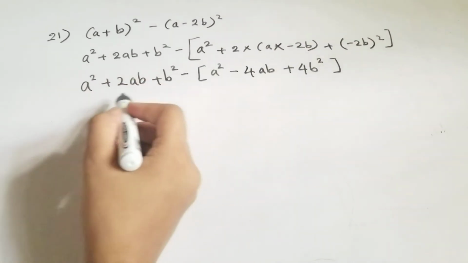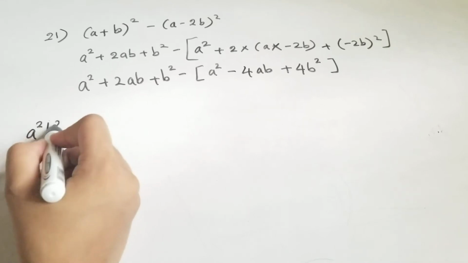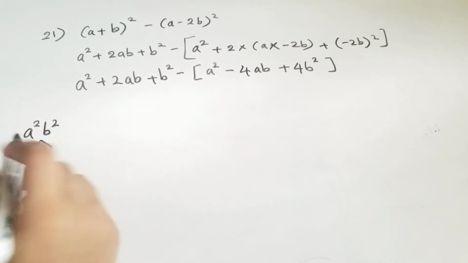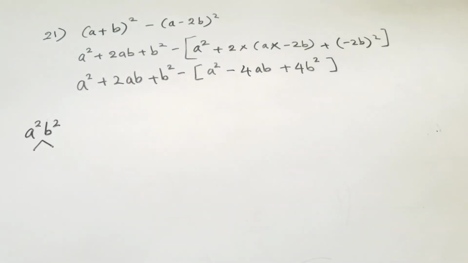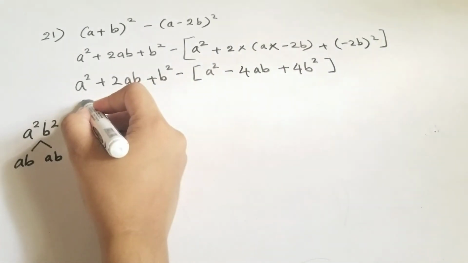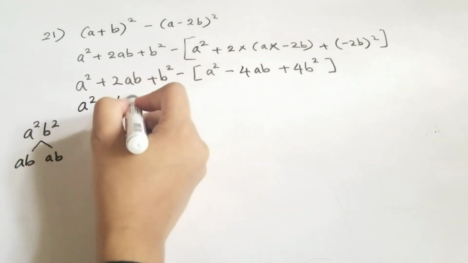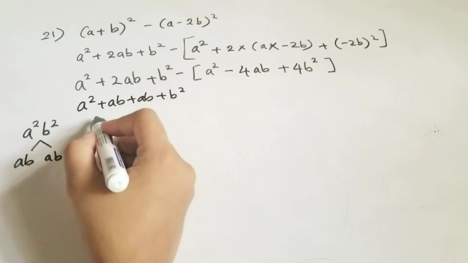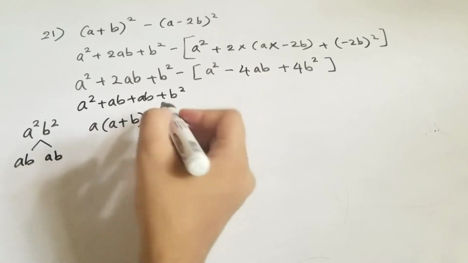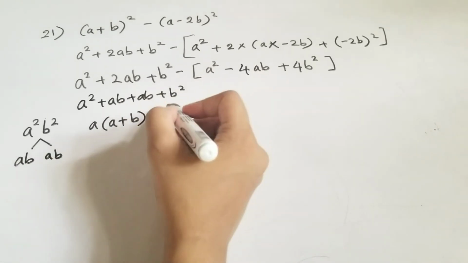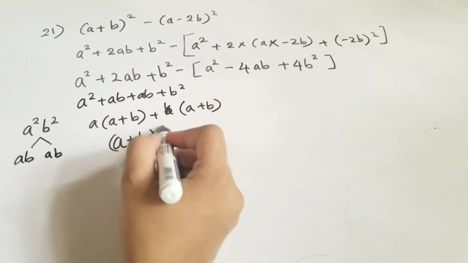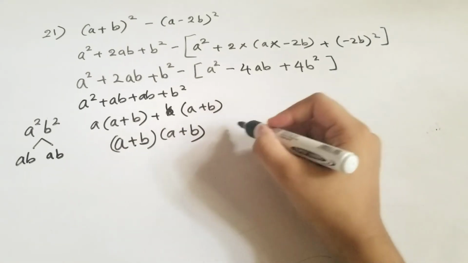What are the factors here? Look at the board. I'm getting a squared, b squared. So what are the factors I can take if I want a into a and b into b? Yes. ab into ab. That means ab plus ab. So I can write here a squared plus ab plus ab plus b squared. So that means a into (a plus b), then here again plus ab into (a plus b). Factors are (a plus b) and (a plus b). Now we'll solve this one.